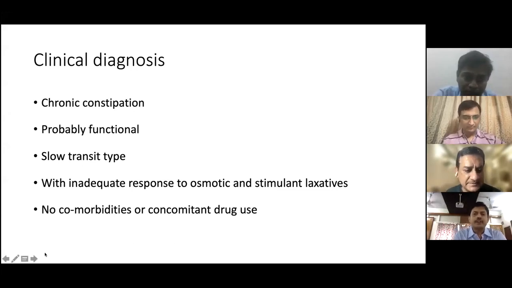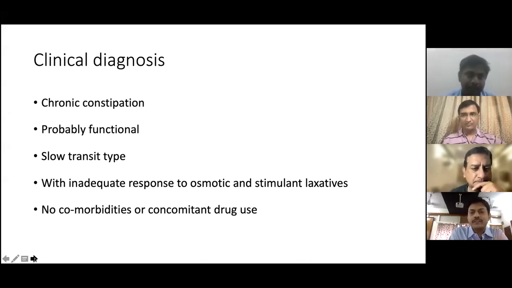I'll join later. Okay. So I think we already discussed in the first case how we know whether it's functional or organic. In the previous one, the features were more favoring a dyssynergic defecation. Here, the features are more favoring a slow transit, and I think the audience got it almost 100% right. Most of them agreed this is a slow transit constipation.